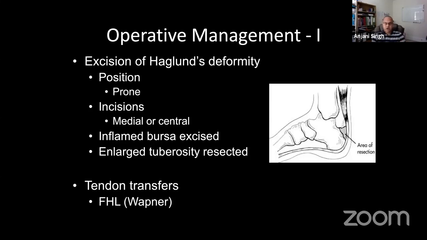So as we talked before, position prone, normally I tend to take that, incision medial or lateral, we take the inflamed bursa off, and then we take that bit of extra bone off. And then we have to reattach the tendon, and there are various techniques of doing that. You can use the bone anchors, and you can use the speed bridge technique, which is quite effective, and I tend to use them quite commonly. And then always have an idea of an FHL transfer in case you need to take a fairly large segment of the tendon.